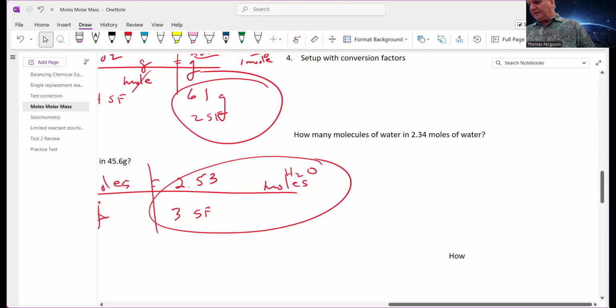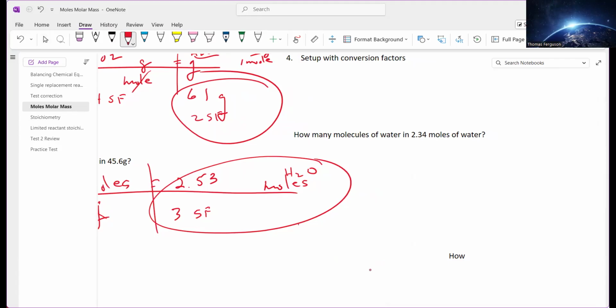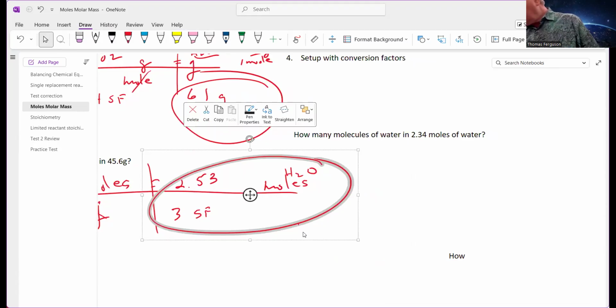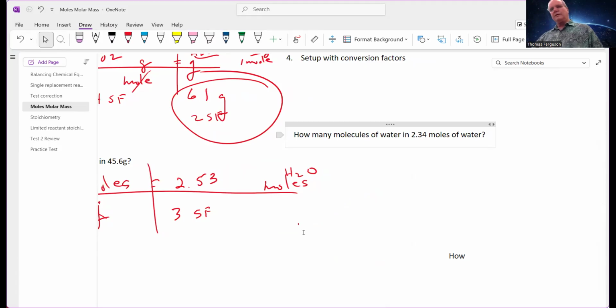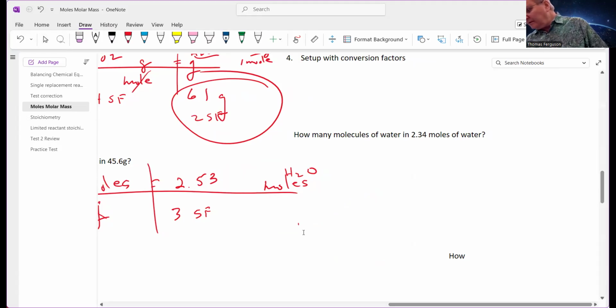Okay, so let's look at this one here. How many molecules in water? How many? Counting. So we're going to use Avogadro's number. How many molecules of water are 2.34 moles of water? We're starting with moles of water.